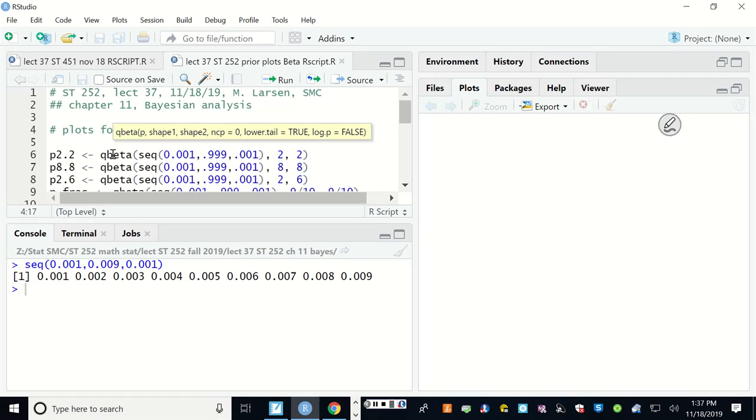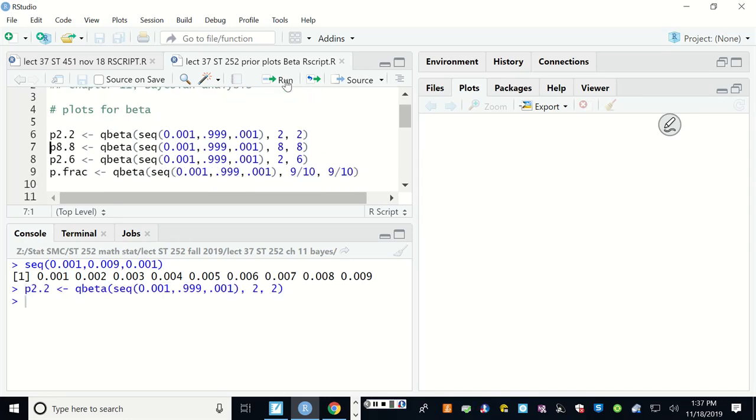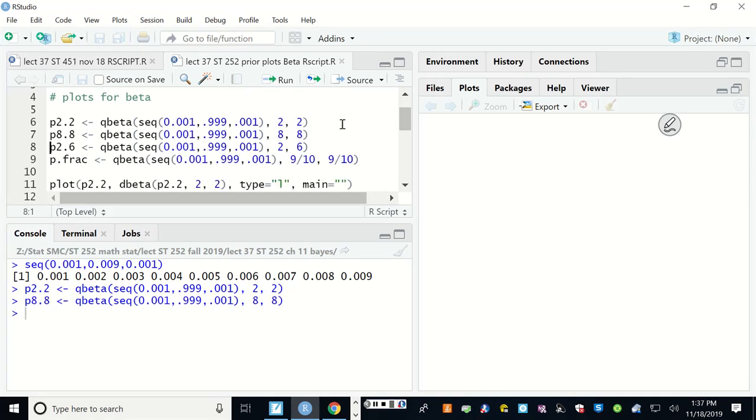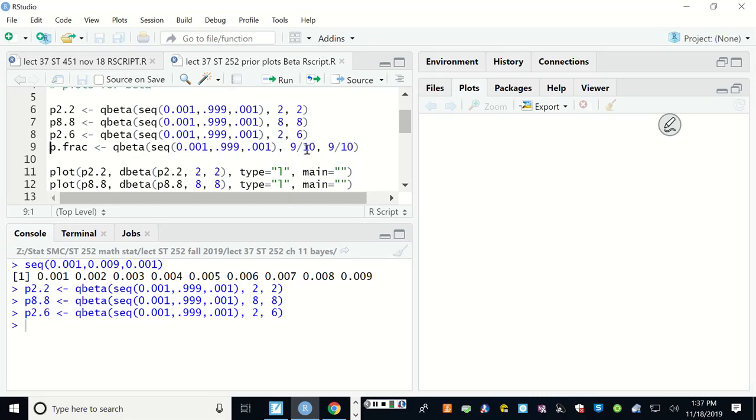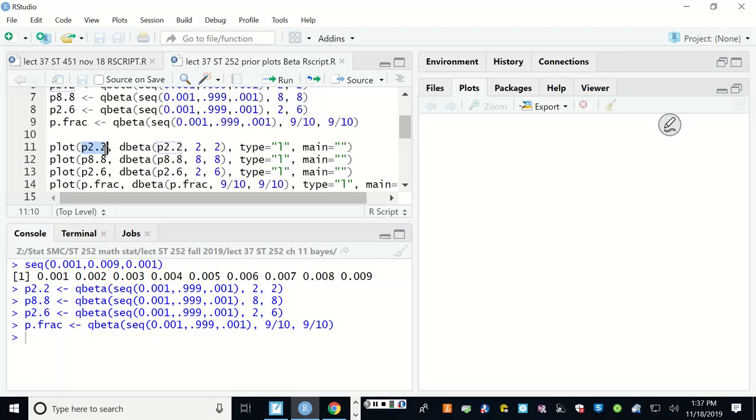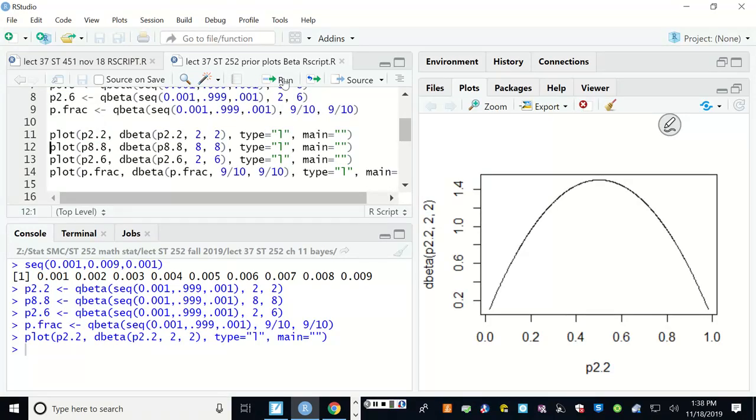This one has alpha and beta equal to 2. These are going to be values when alpha and beta are 8 each. Here alpha is going to be 2, beta is going to be 6. And here's where you can have fractions. They just have to be bigger than 0 for this to work out. And then I'm going to plot those probabilities times the height of the beta curve. And this is what this curve looks like. It goes all the way from 0 to 1, it's centered at 0.5, and has a lot of probability over there.